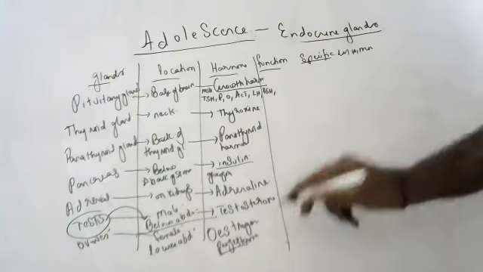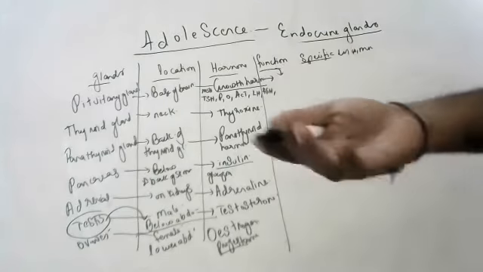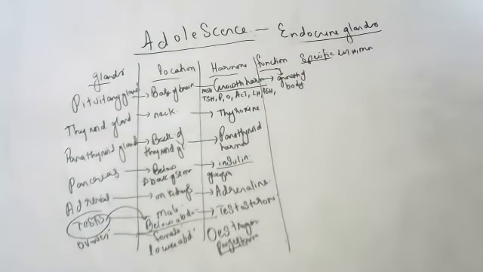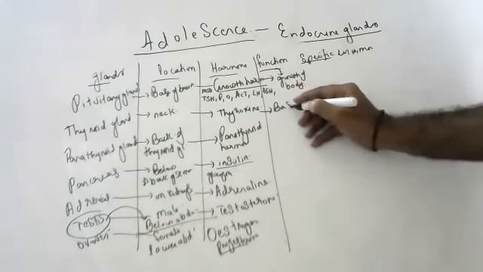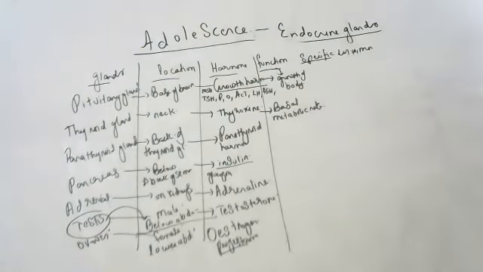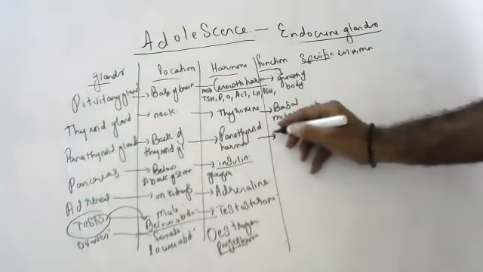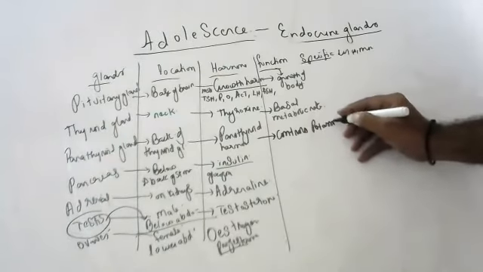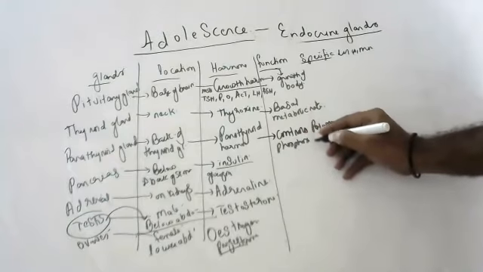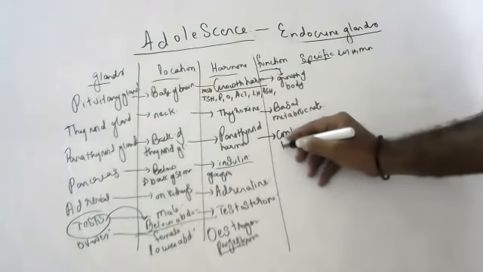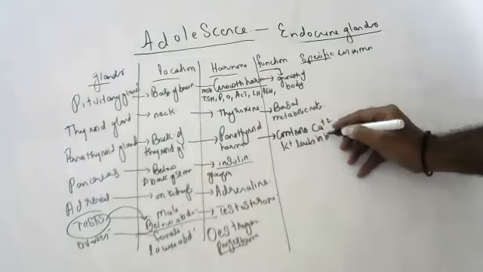Now the functions. What is the function of growth hormone, children? As the name indicates, it helps in growth of body, bones, overall growth. Thyroxine helps in what, children? Basal metabolic rate, which means digestion of proteins, carbohydrates, all these things. The parathyroid gland controls calcium and phosphate levels in the body, in the bones and teeth.